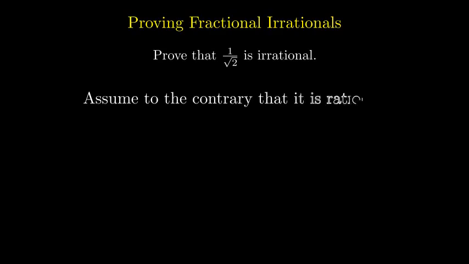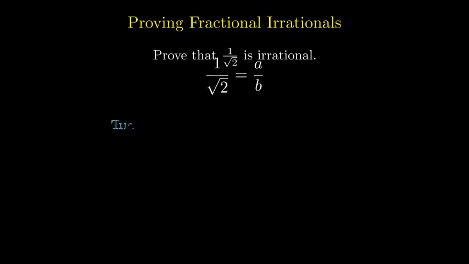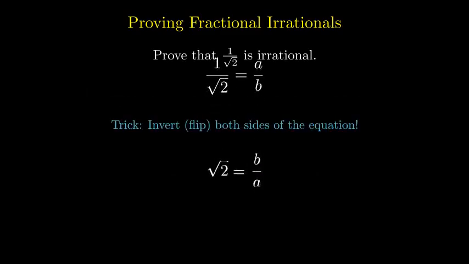Question 3, part 1. I prove that 1 over the square root of 2 is irrational. We state the problem. Prove that 1 divided by root 2 is irrational. Assume the contrary. Suppose 1 over root 2 is rational. Then 1 over root 2 equals a over b, where a and b are coprime integers.